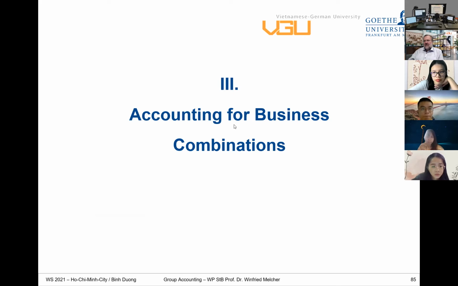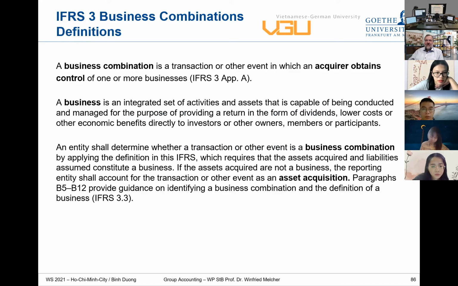So if not, well, then we can go on and have a look at the accounting for business combinations, which is IFRS 3, as you already know. When we look into IFRS 3, we see that a business combination is a transaction or other event in which an acquirer obtains control of one or more businesses. So the acquirer can be called the investor, and if it has control, it will be called the parent.